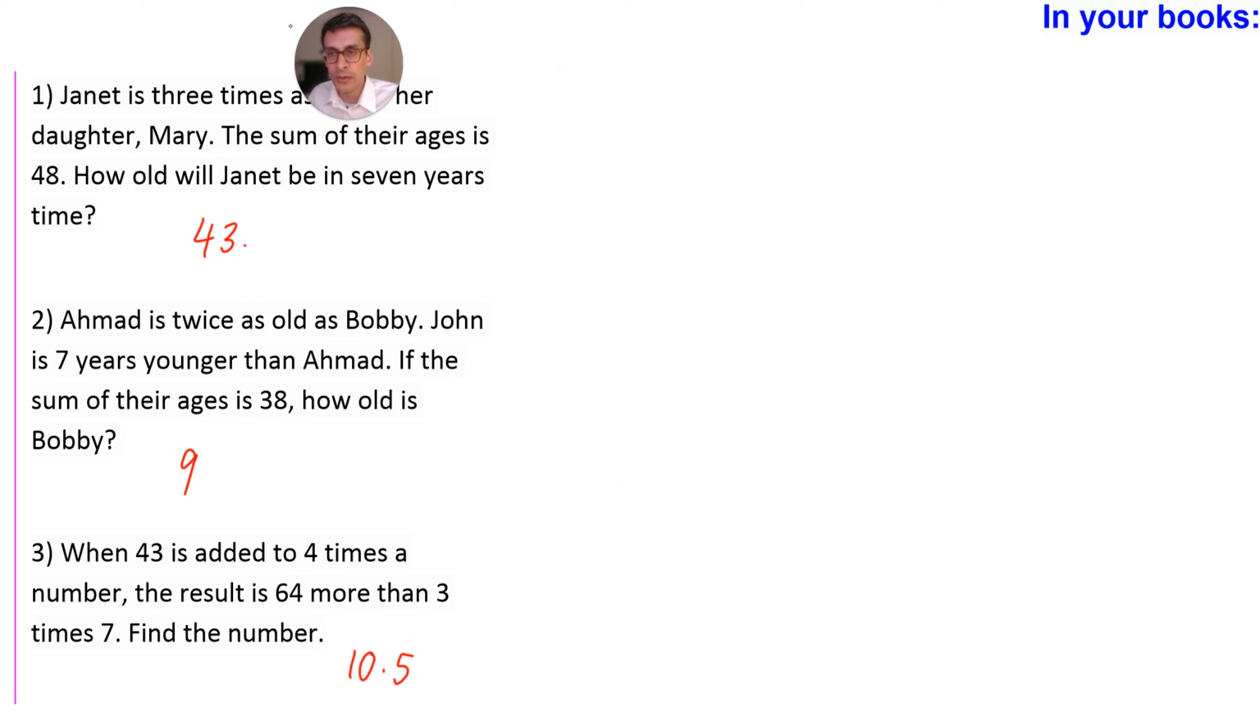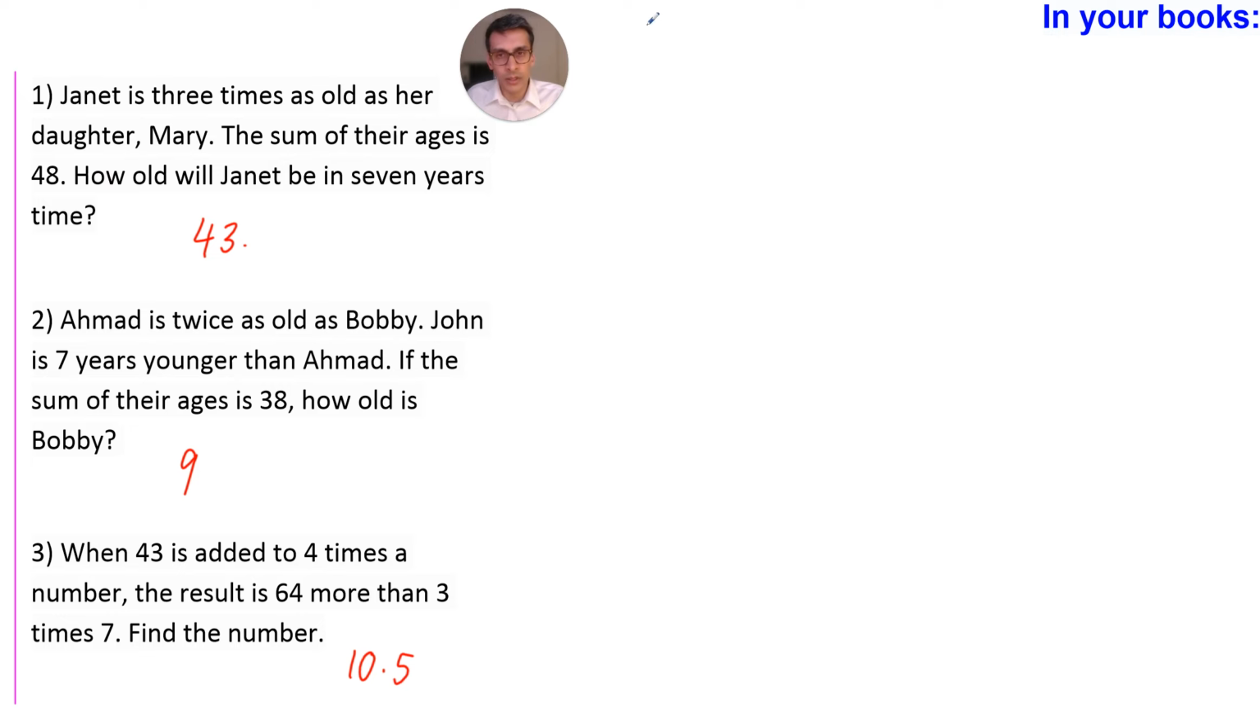I'm now going to work through the worded questions in the exercise here. So it says Janet is 3 times as old as her daughter Mary. The sum of their ages is 48. How old will Janet be in 7 years?